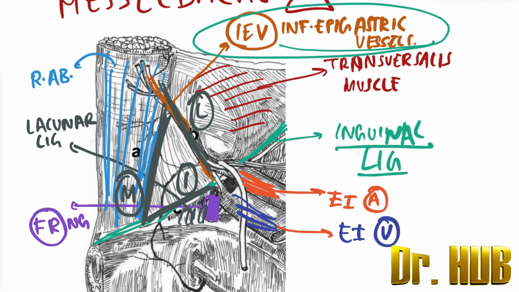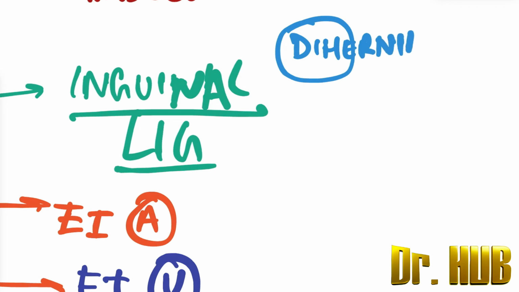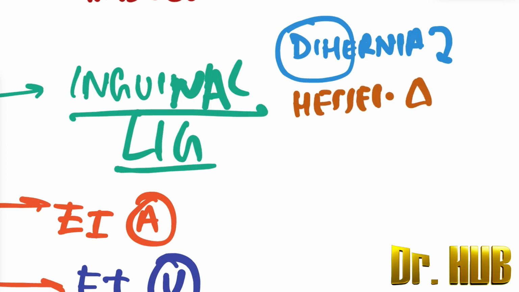So there are some important points. What we are saying here is there is a direct inguinal hernia, so let's write it as DI hernia. This direct inguinal hernia emerges from the Hesselbach's triangle. Hence it is situated medial to the inferior epigastric artery.